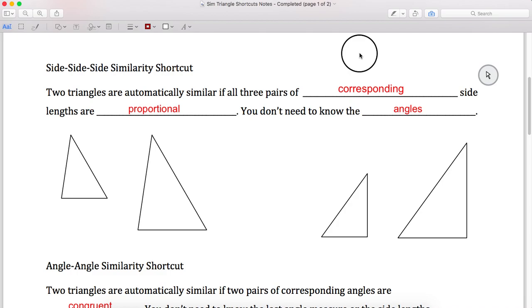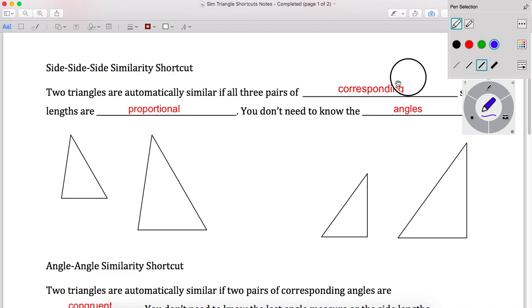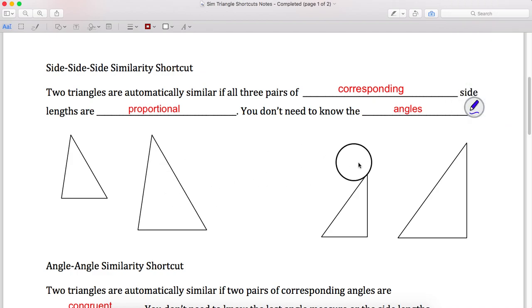So when we wrote up our notes for the congruent shortcuts, we labeled one picture that had tick marks on the side lengths and arcs in the angles, and then we labeled one more picture that had more concrete measurements. We'll do the same kind of thing in this note guide, except we can't show proportional sides with a symbol. There's not a symbol for that. And we don't want the same sides, so we can't use tick marks.